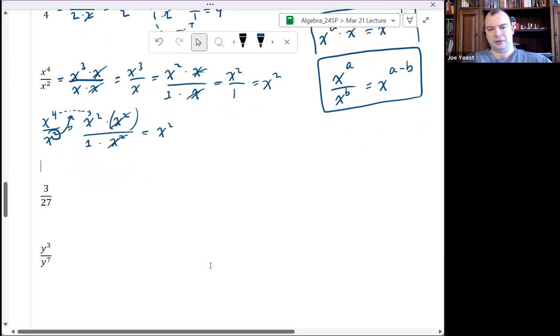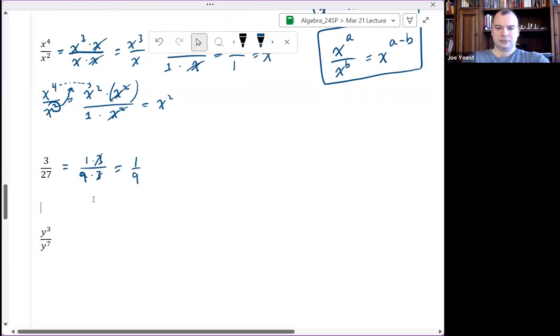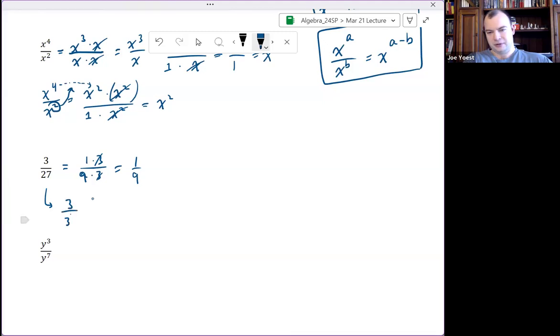So what if I had, say, 3 over 27? I could do this the long way. I could say this is 1 times 3 over 9 times 3, or 1/9. Or I could try to use my power property above. This is 3 to the first power over 3 to the third, which would be 3 to the 1 minus 3 power. Or that's 3 to the minus 2 power.